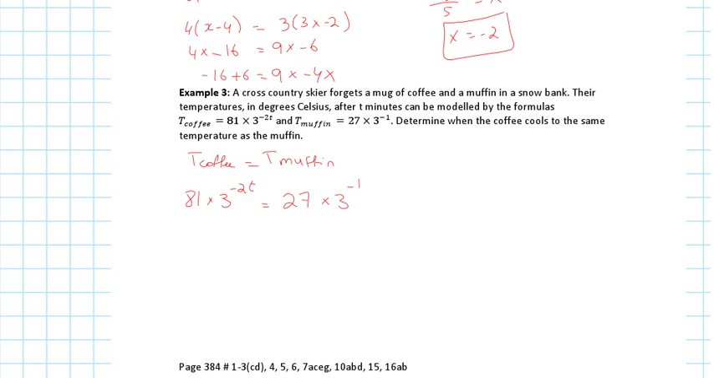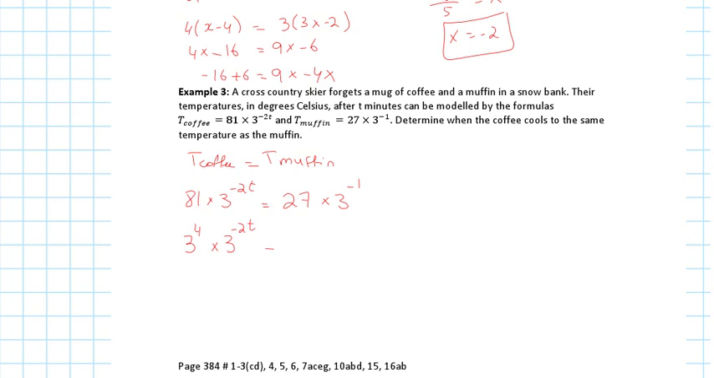Okay. Now, instead of simplifying that way, can we write them all to the same base? Yes. Okay. So what I want to do here, to simplify, if I can, is write them all to the same base. What base do you think would be a good base? 3. Okay? So I can change 81. 81 is 3 to the power of what? So that's 3 to the power of 4 times 3 to the power of negative 2t equals 3 to the power of 3 times 3 to the power of negative 1.